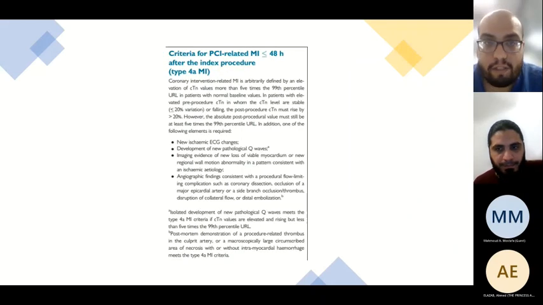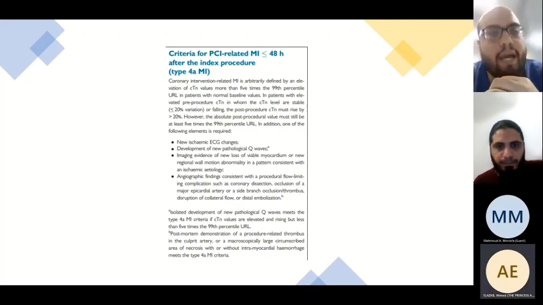The difference between type 4 and type 5, think of it as one entity. It's related to cardiac intervention, but type 4 is for coronary-related intervention, which basically means PCI, percutaneous coronary intervention.